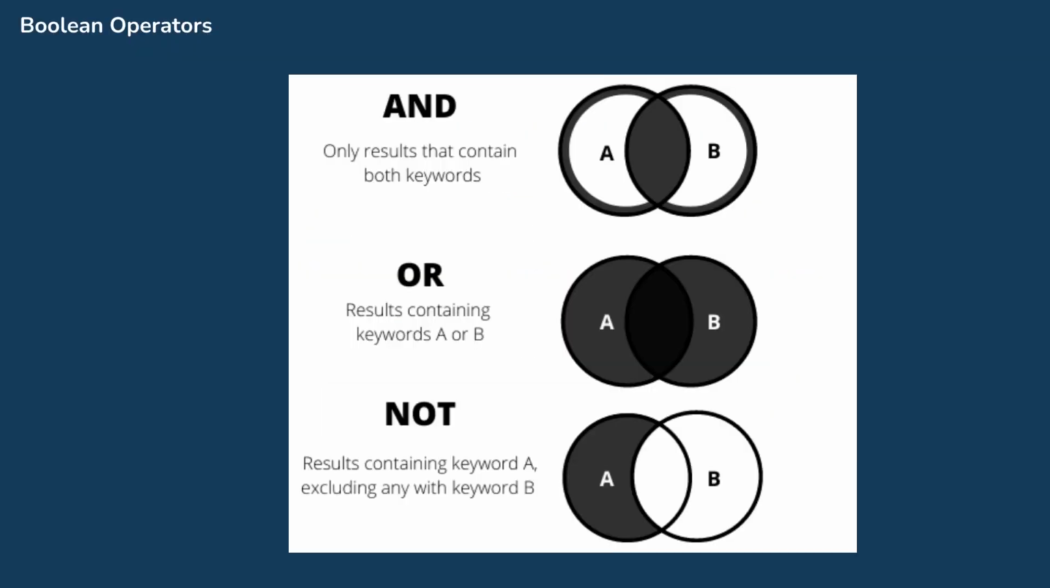Boolean operators are simple words used as conjunctions to combine or exclude keywords in a search. AND is used to combine two search terms and retrieve results that contain both keywords, which can limit a search. OR is used to retrieve results containing keywords for either search term, expanding a search. NOT is used to retrieve results containing keyword A and excluding keyword B, also limiting a search.